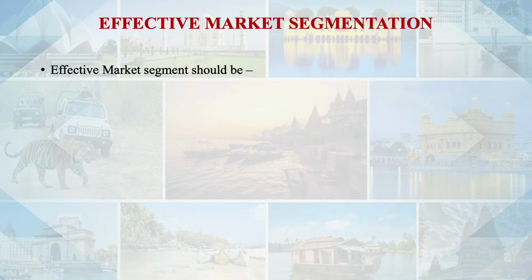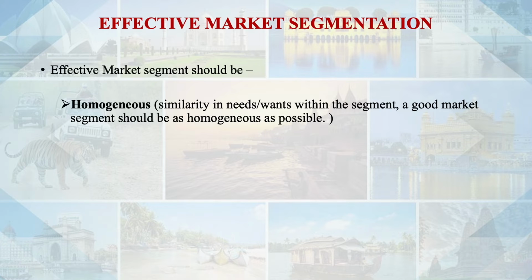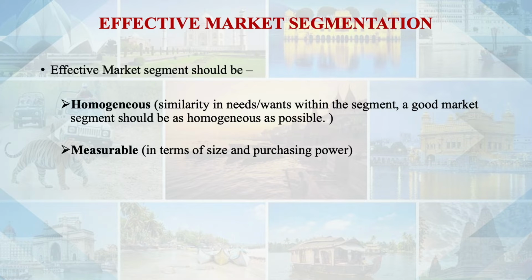There are two different terms: one is homogeneous and one is heterogeneous. In heterogeneous, the things are different, and in homogeneous groups there is similarity. Homogeneity of a group is basically the degree of similarity of the needs and wants of that particular group. So an effective market segment should be homogeneous, meaning there should be similarity in the needs and wants within that segment. Another feature of a market segment is that it should be measurable in terms of size and purchasing power.